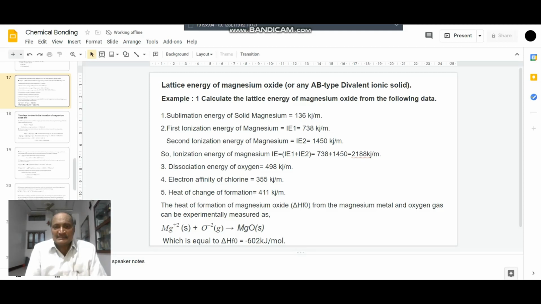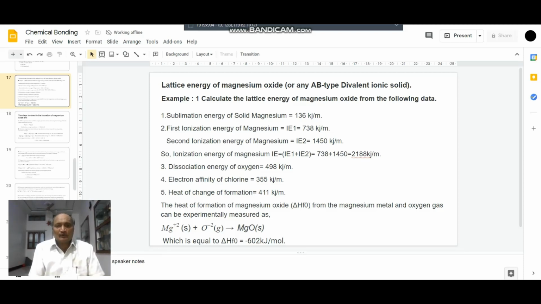So the ionization energy of magnesium, IE, involves the first ionization energy as well as the second ionization energy. So the ionization energy of magnesium is equal to 738, that is IE1, plus 1450, that is IE2. In total, the ionization energy of magnesium is equal to 2188 kilojoules per mole.